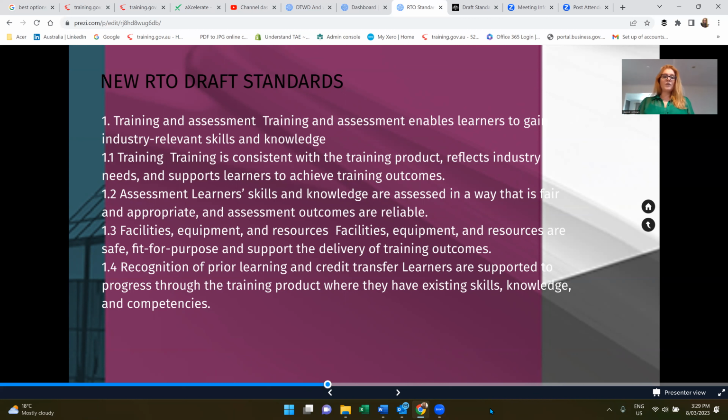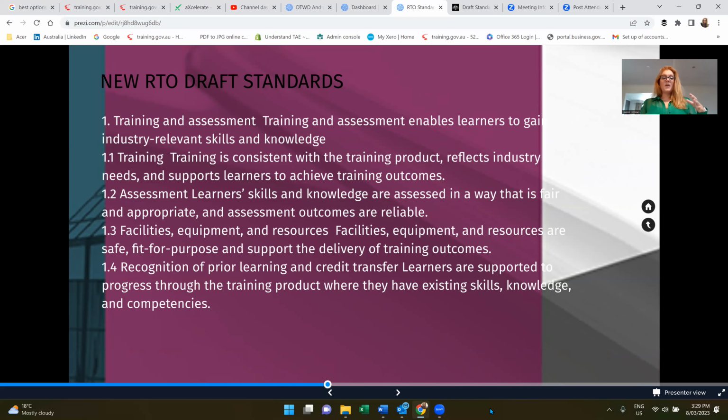From an assessment perspective, learners' skills and knowledge are assessed in a way that is fair and appropriate, and assessment outcomes are reliable. We're going to get into that in a lot of detail. Facilities, equipment, and resources are safe, fit for purpose, and support the delivery of training outcomes.